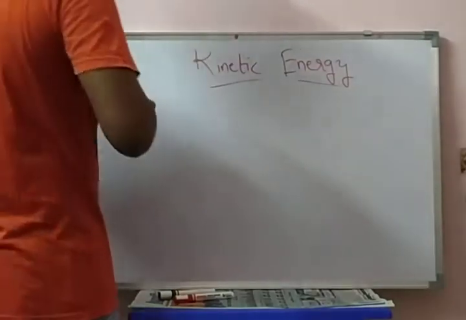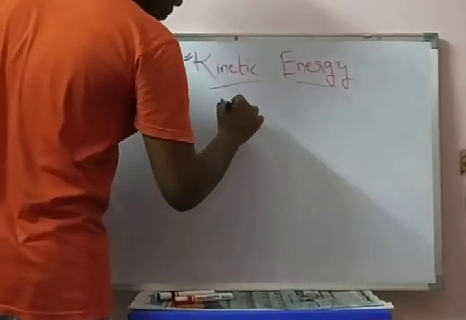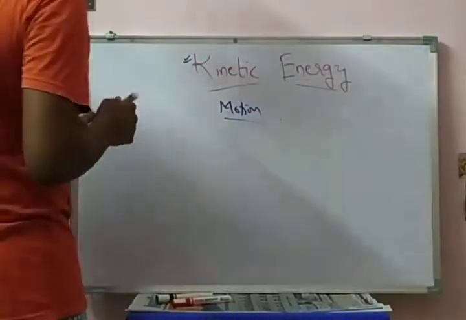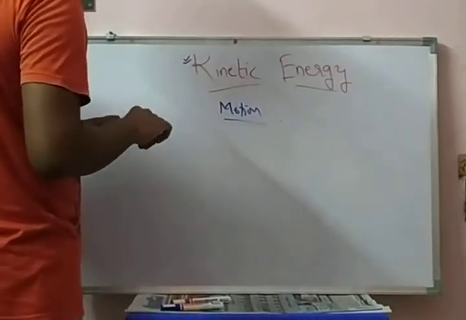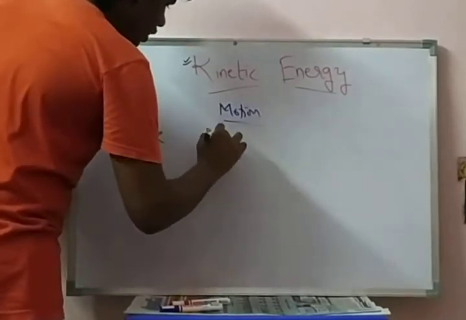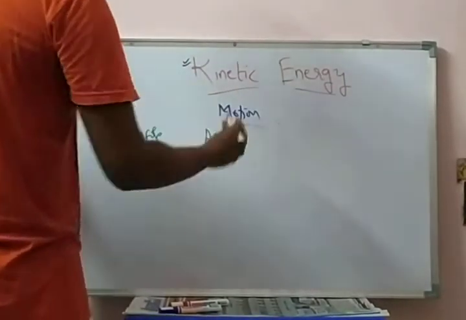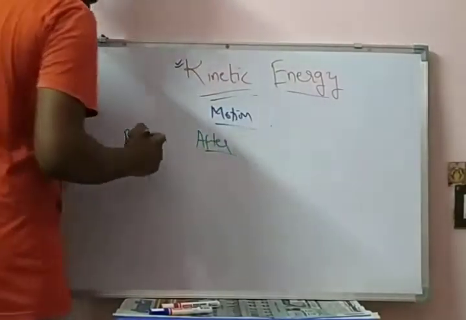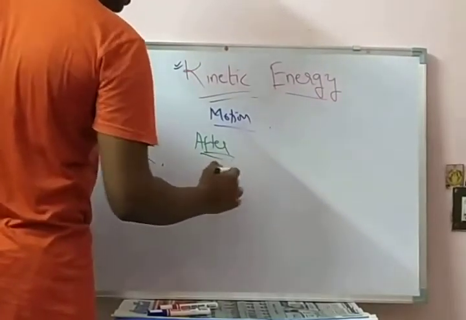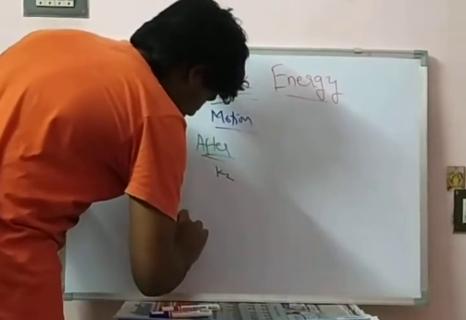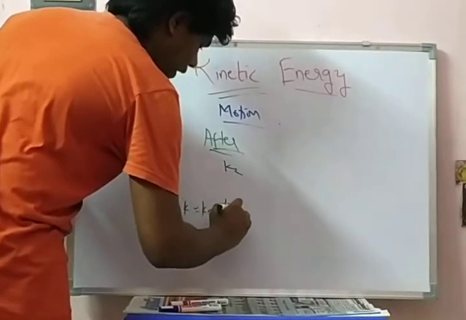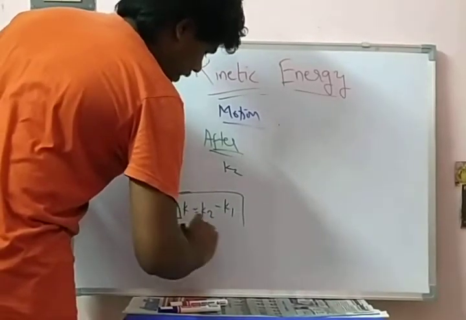Now kinetic energy is the energy during the motion. So even during collision, the kinetic energy exists, that is before collision and after collision. Let the kinetic energy before the collision be K1, whereas the kinetic energy after the collision is K2. Now delta K, that is the change in kinetic energy, is equal to K2 minus K1. So this is the change in kinetic energy.